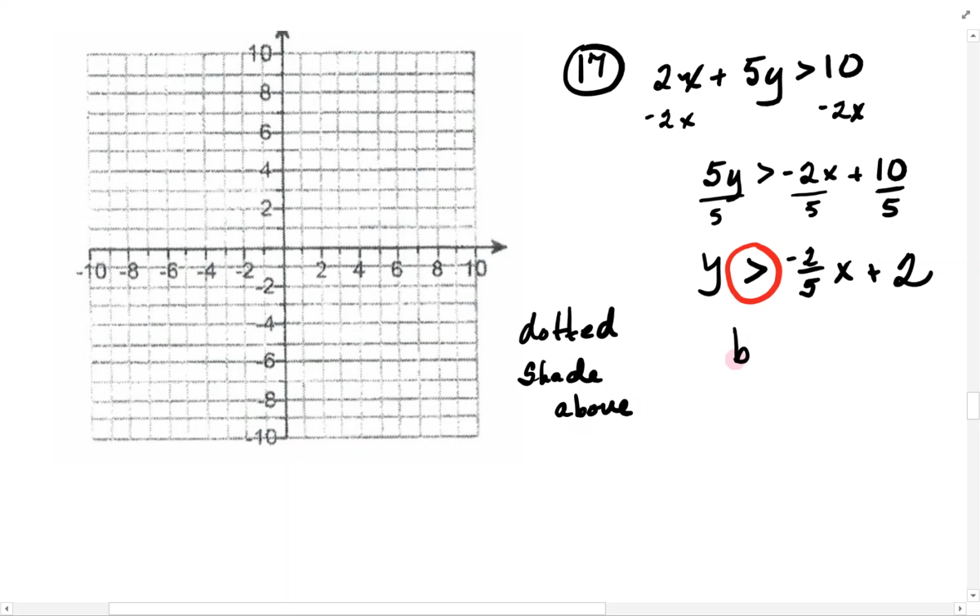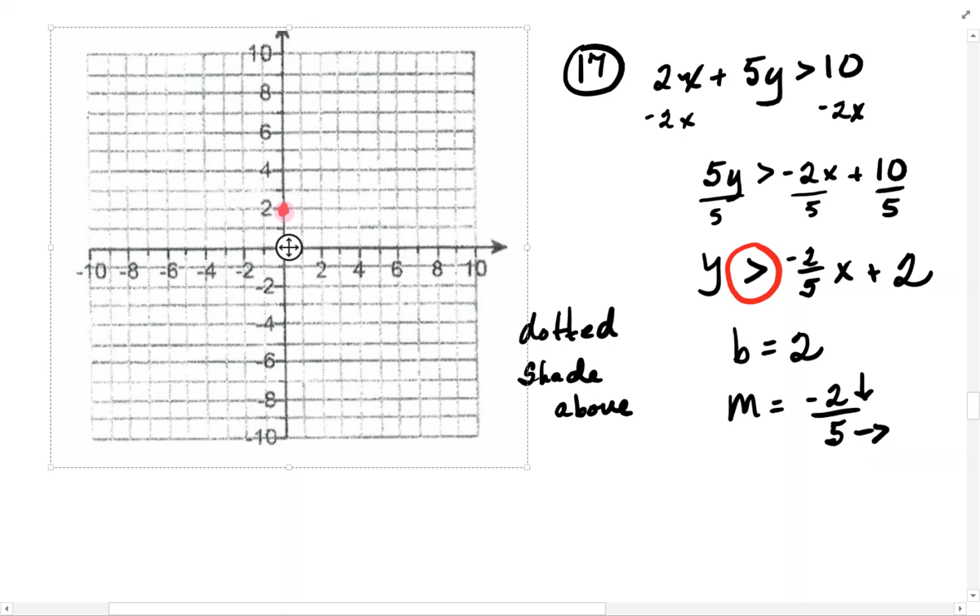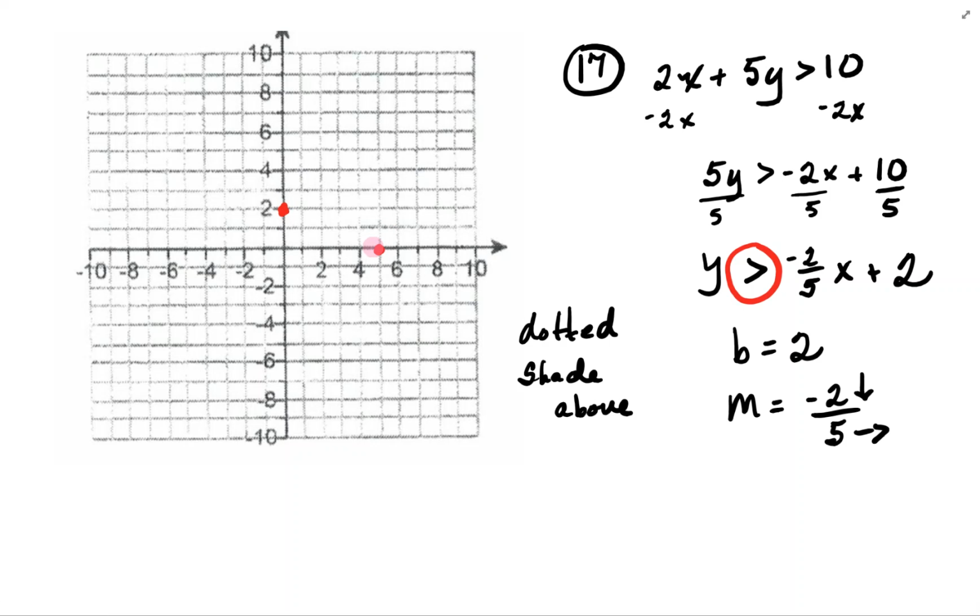All right, my b value, I will start at 2. My m value is -2/5, which means down 2, right 5. So I'll graph this in red. Begin at 2. From there, go down 2, go right 5. And I'm going to do my best to get a straight but dotted line.